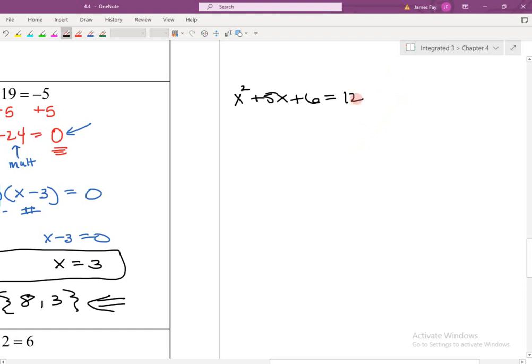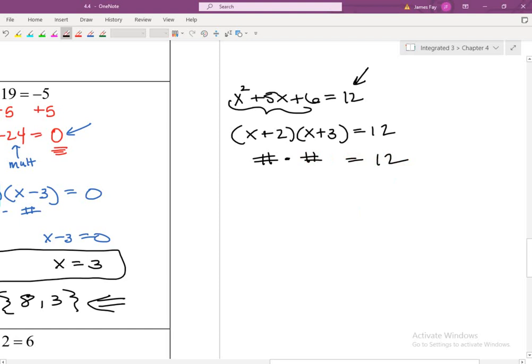And let's say that we don't make that 12 go to 0, which we're supposed to do. Let's say we don't do that. I just want to show you why we have to make this a 0. If I were to factor this side here, that goes to x plus 2, x plus 3. Would you guys agree with that? And that equals 12, correct? So here we've got a number times a number, and it equals 12, correct?